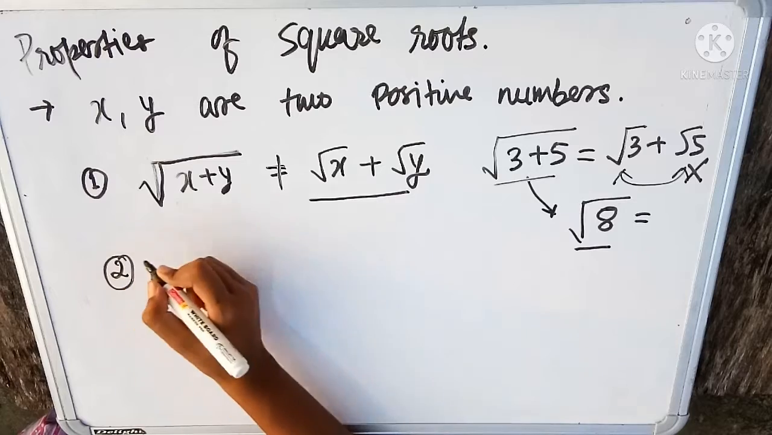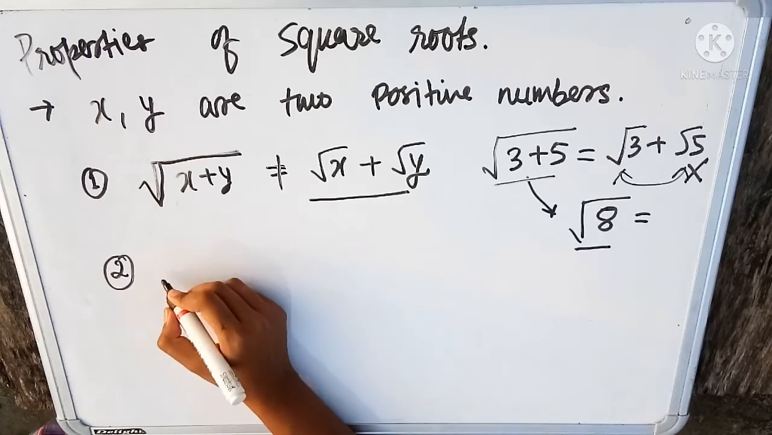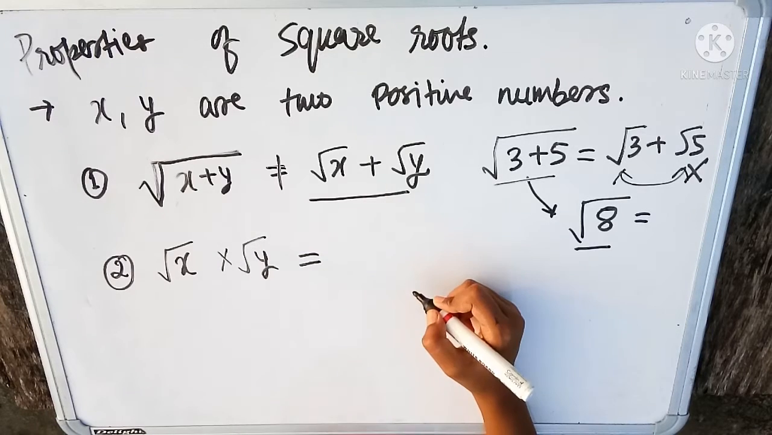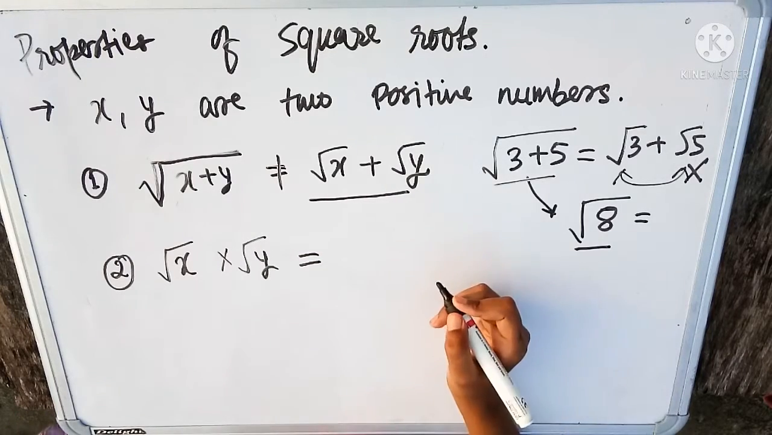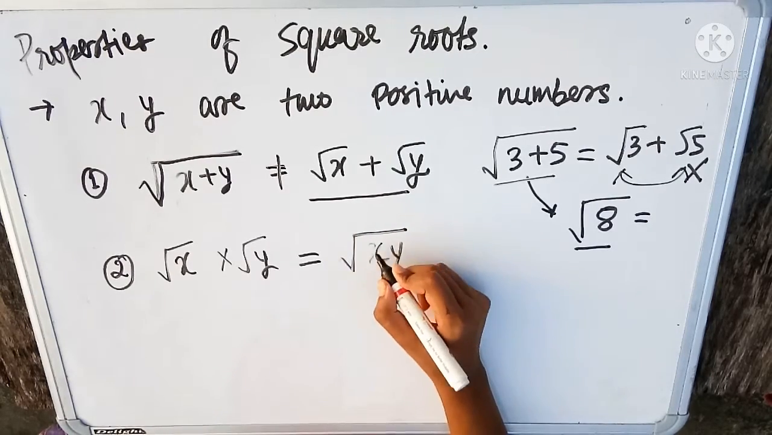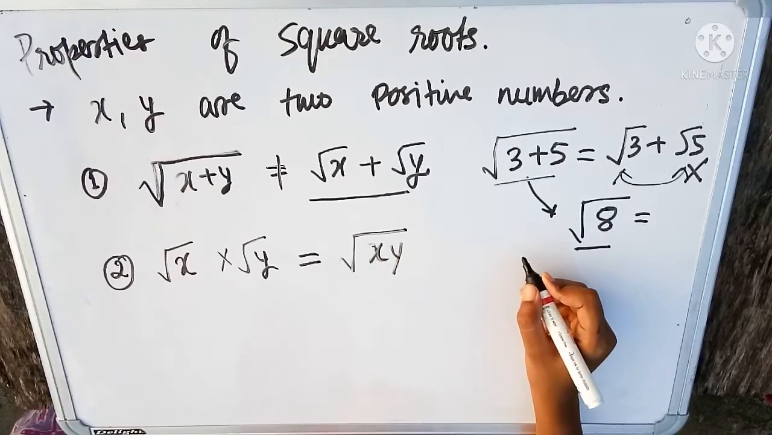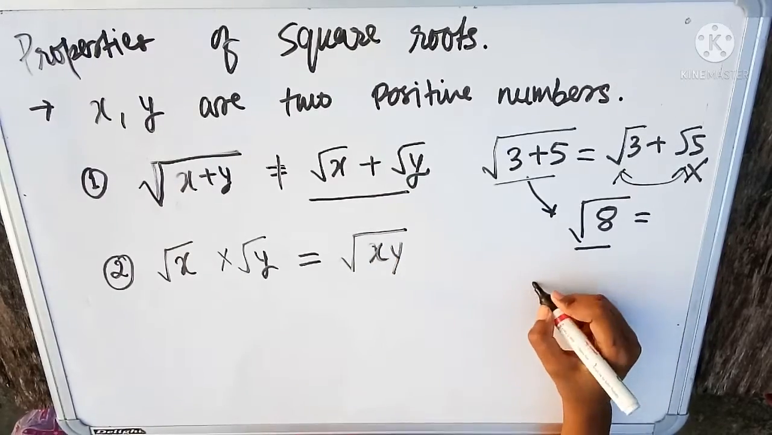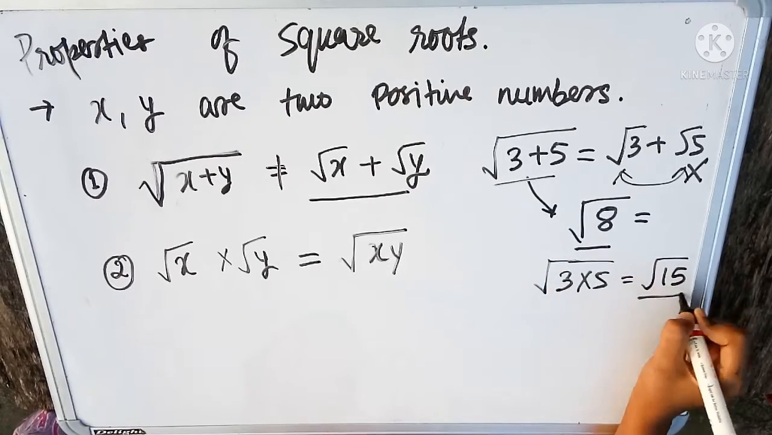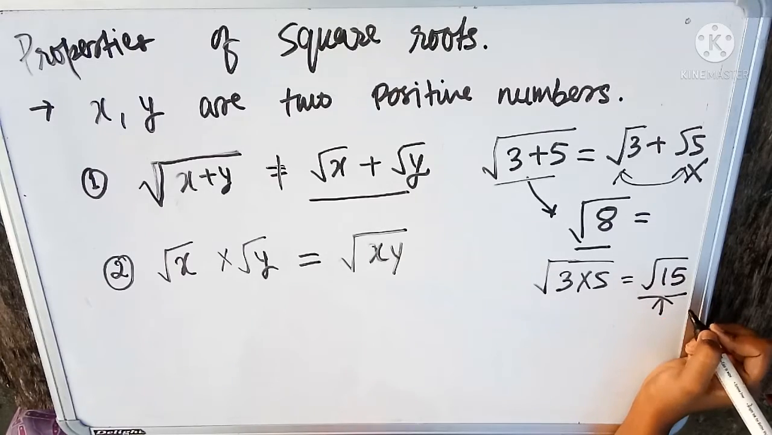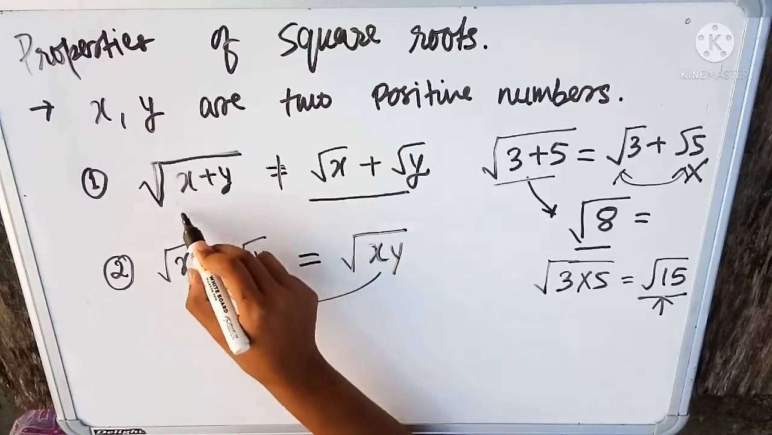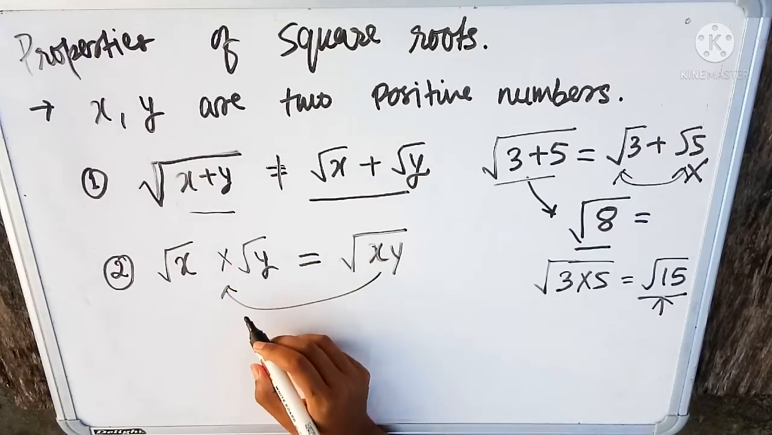The second property is the property of multiplication. Suppose we have two square root numbers and we have to find the product. The property says that we can multiply the numbers directly, like root under x multiplied by y. If we have 3 and 5 as x and y, we get root under 3 multiplied by 5, which is root under 15. Now we find the square root of 15 to get the answer. So the splitting rule, which doesn't apply in addition, applies here in multiplication.